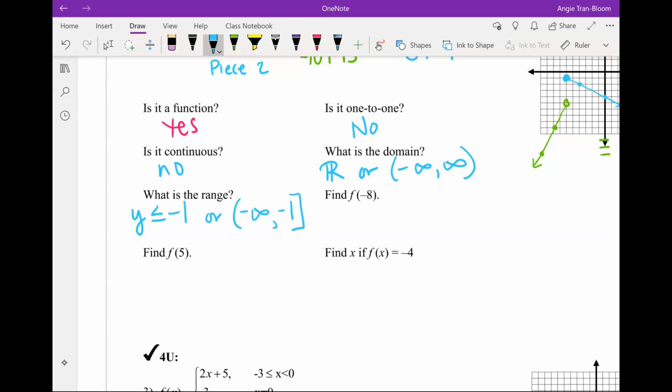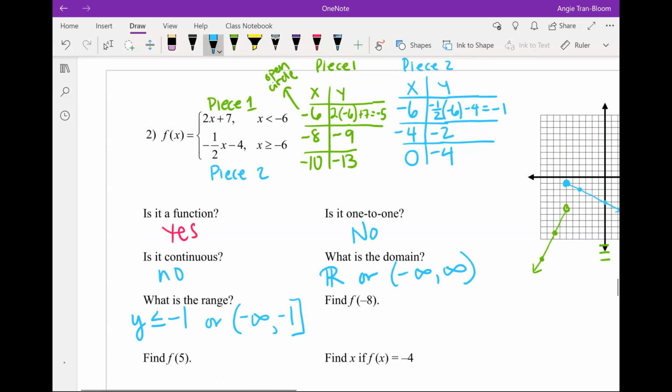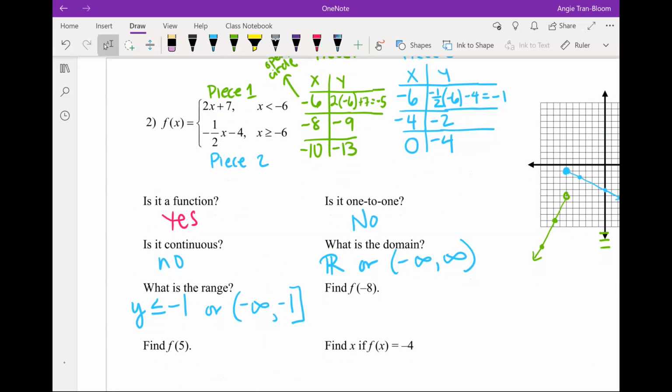Find f of negative 8. Is negative 8 an x value or a y value? X value. Now we have to go look at all the pieces. Out of those two pieces, which one contains negative 8 in its domain? The first one. Whoa, did you guys do that already? Yes or no? We found it. When x is negative 8 in the first piece, what's the output? That's right. Sometimes you just got lucky and you already did that. Oh, it says negative 9.